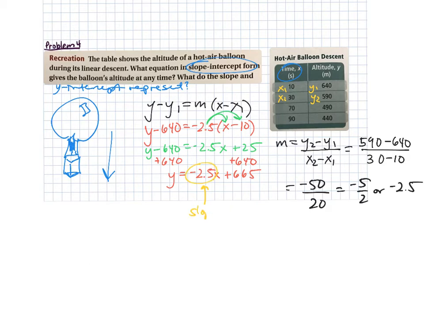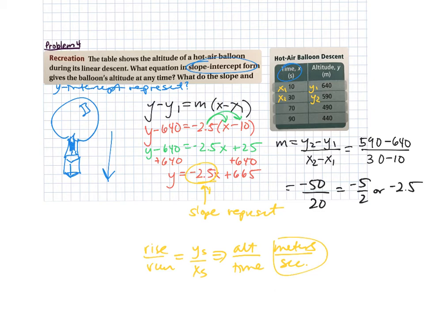Okay, so now we have our slope. And this is going to represent rise over run, which is the change in y over the change in x. So y's are altitude. So this is altitude divided by time. And altitude is in meters, and time is in seconds. So we're talking about meters per second here, because this is over 1. And it's negative, so it's representing that the balloon descends 2.5 meters every second. Or 2.5, let's actually write that, meters each second. So that's what that's meaning.